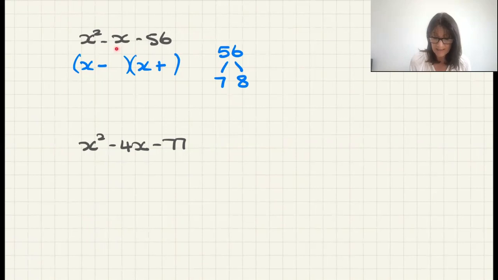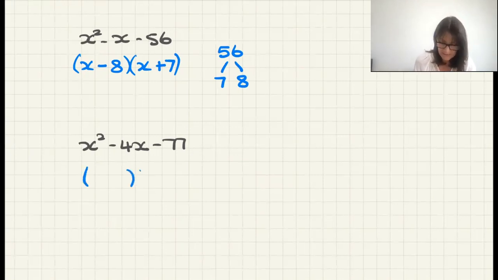I just want 1x. That's going to create me a 1. But look, I want minus 1x. So I've got to put this in an order that's going to create me a -1. So I'm going to say positive 7, take away 8, and that gives me my -1. And that's it, job done. Let's do the last one.